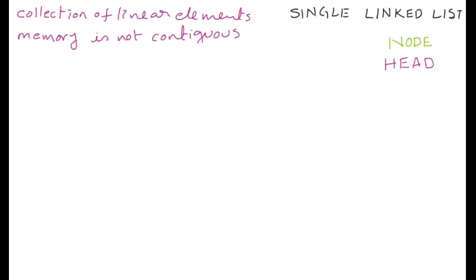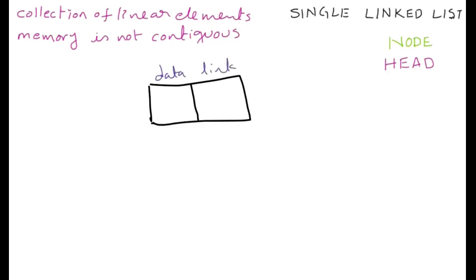Let us see what is a node in the single linked list. In single linked list, node should consist of minimum of two fields. The first field can be called as a data field and second field can be called as a link field. In the data, we can fill the data like integer, float, double, etc. And link should consist of address of the next node.